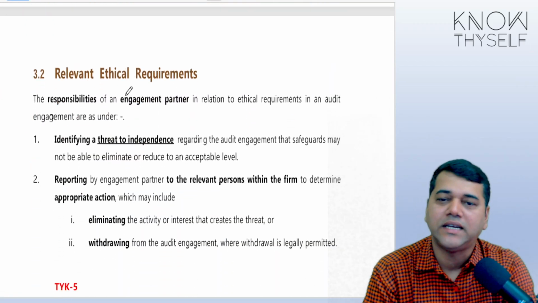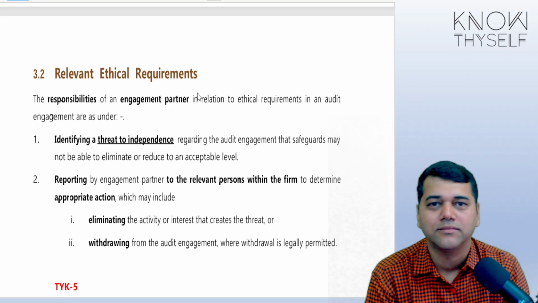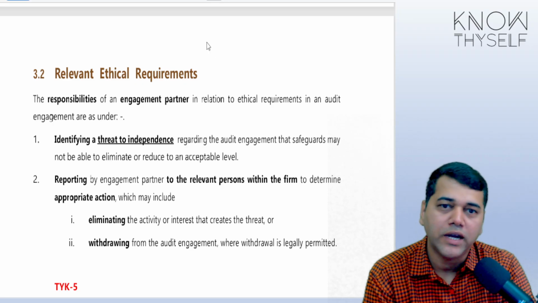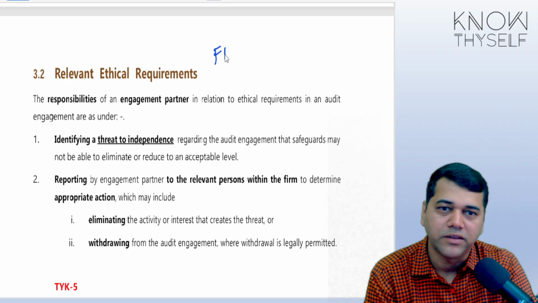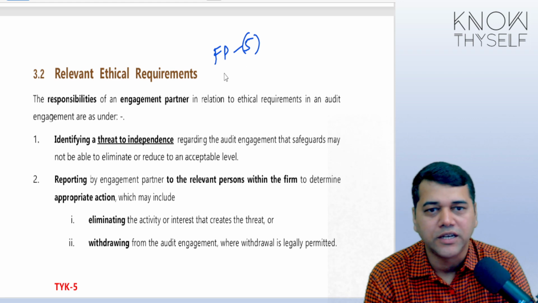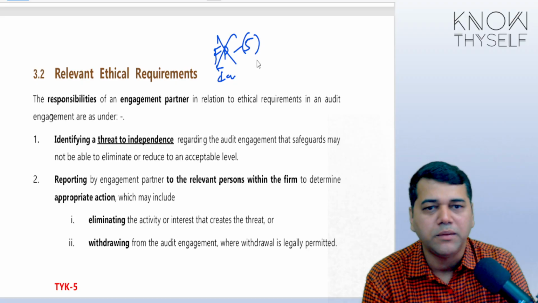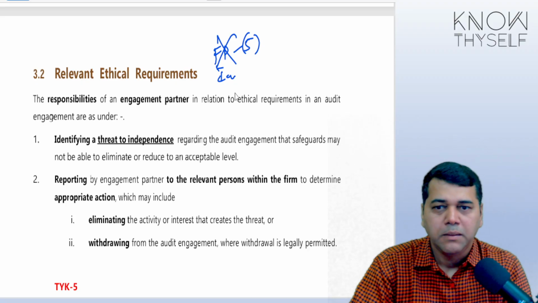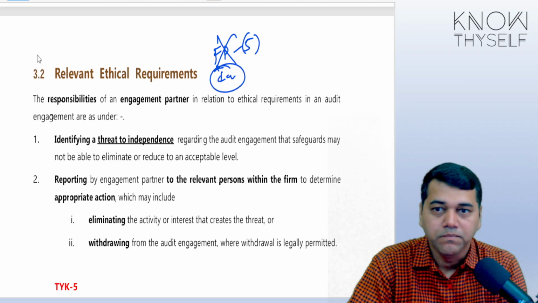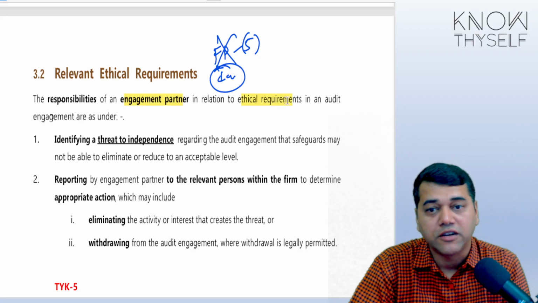Second, relevant ethical requirements. Ethical requirements means we know at the SQC level we discussed fundamental principles, five principles: integrity, objectivity, confidentiality and all, plus independence. Here they are not speaking about fundamental principles because an auditor has to have them, but they speak about independence. You see the language here. The responsibility of an engagement partner in relation to the ethical requirements is as under.